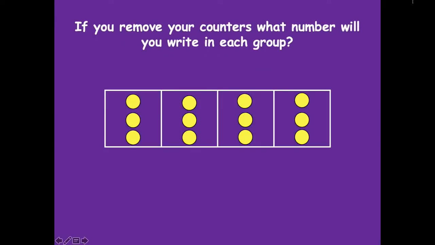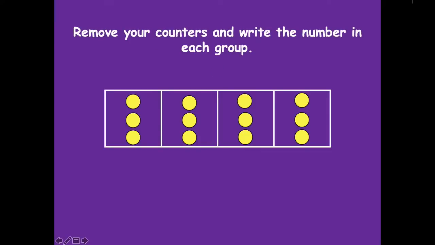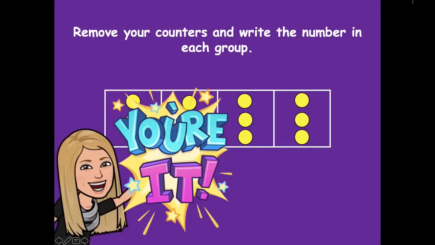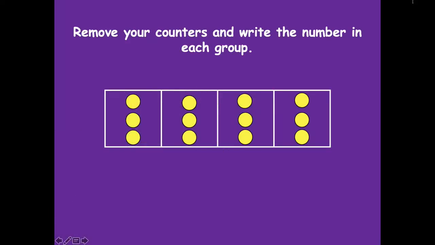If you remove your counters, what number will you write in each group? Yeah, 3, because there's 3 in each group. Remove your counters and write the number in each group. Pause the video, write your numbers in each group, and then click play when you're ready for the next step. All right, pause if you need more time. So we're going to take these out and put 3 in each one.